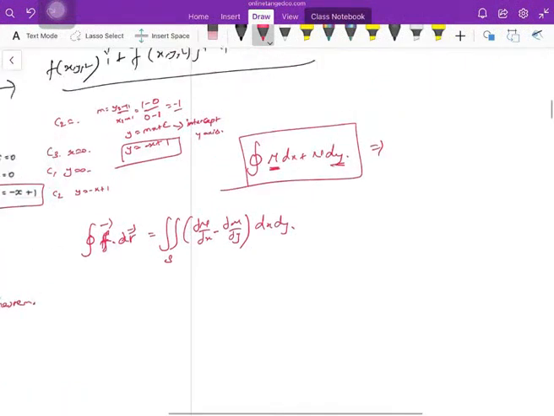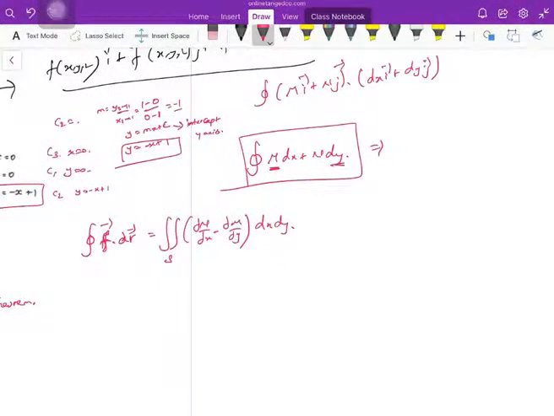How did we arrive at this equation? This equation arrived from F equal to M i vector plus N j vector, dot dr vector, which is dx i vector plus dy j vector. That's how we arrived at this form, from the previous thing.